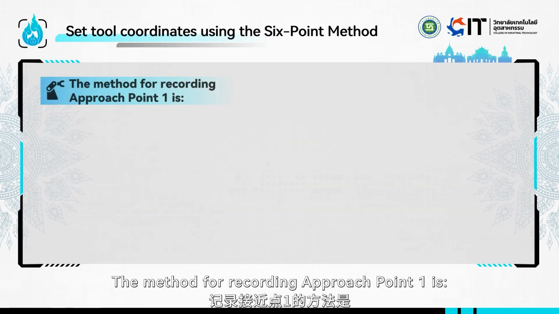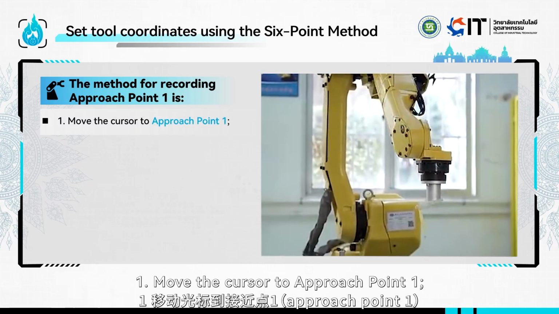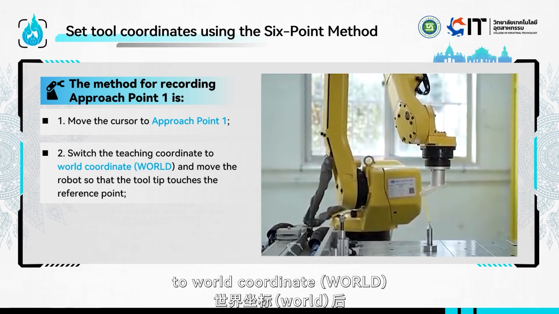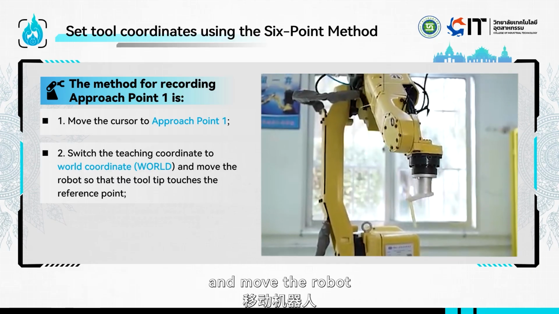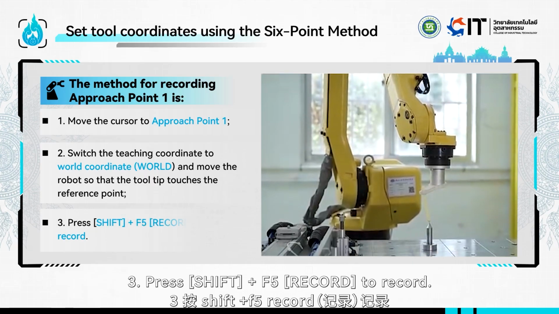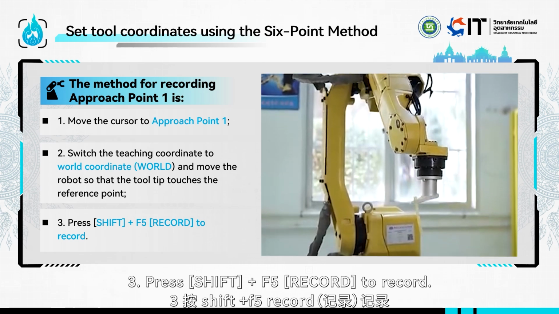The method for recording approach point 1 is: 1. Move the cursor to approach point 1. 2. Switch the teaching coordinate to world coordinate, world, and move the robot so that the tool tip touches the reference point. 3. Press Shift plus F5, Record, to record.